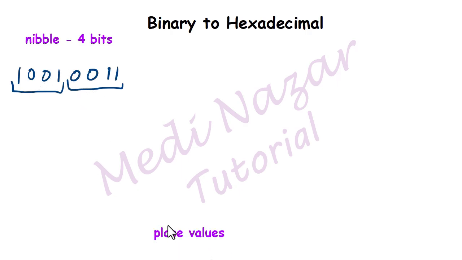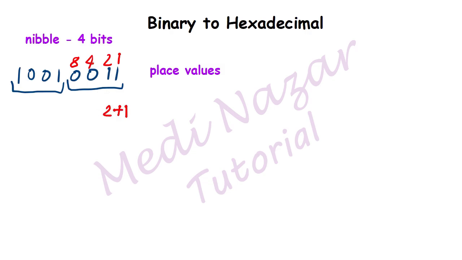The next step is to use the place values, the binary place values. Remember our previous videos, we used the place values of the binary number to convert the number to denary. So same here, 8421 place values. So we will multiply this 1 to this. So we will have 1. We will multiply this bit to 2. We'll have 2. And then we will add all the results.